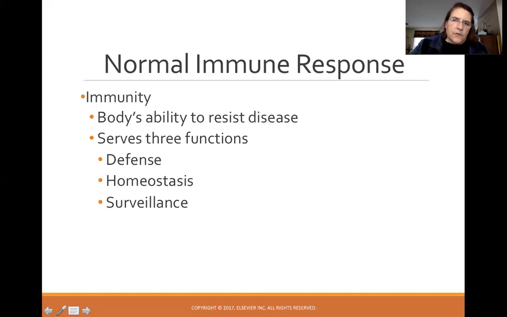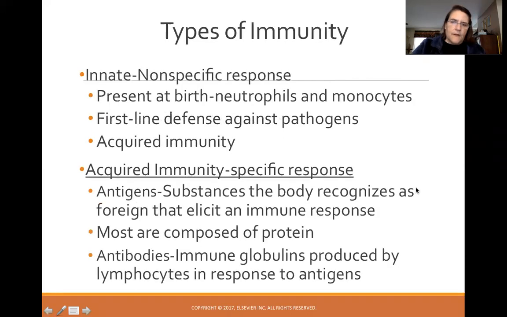All right, so the normal immune response is the body's ability to resist disease. There are three functions that it serves: the defense against things that might jump on, it provides homeostasis, and then it goes into surveillance mode to see what's out there.